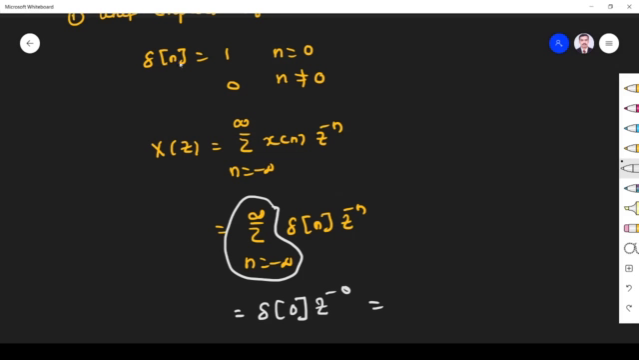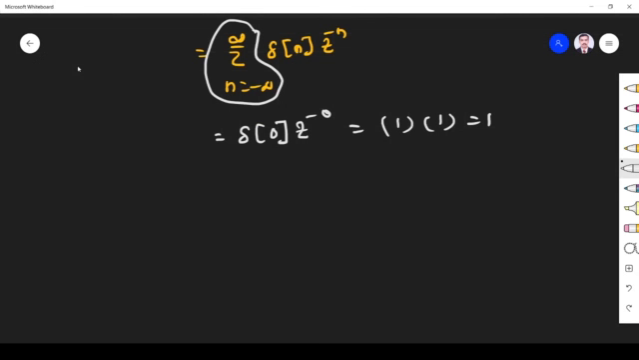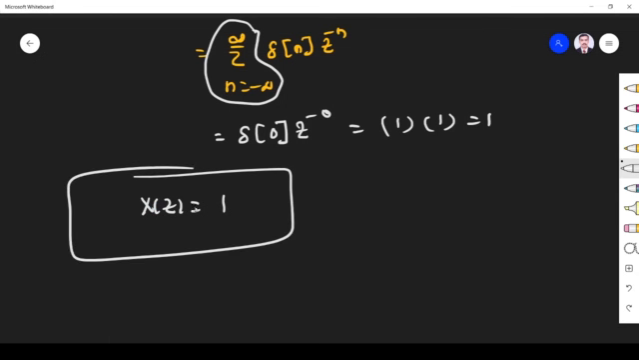When n is equal to 0, del of 0 is 1. So 1 into z power 0 is 1, so the answer is 1. This is the Z transform of the unit impulse signal: x of z is equal to 1. That means you can find the Z transform everywhere because x of z is always 1, so the ROC is everywhere.